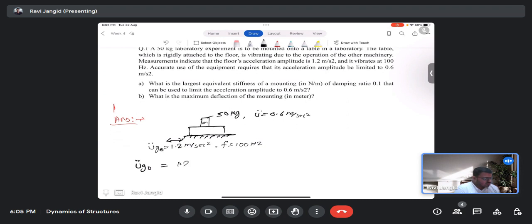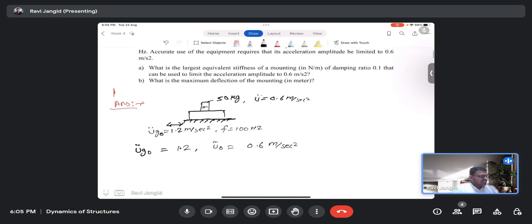Okay, so we are given u_g naught, which is 1.2, and the response of the structure is given as u naught, which is 0.6 meters per second square. That means, from the acceleration, how much acceleration is allowed, from 1.2 to 0.6. So what is the transmissibility? Transmissibility is u naught divided by u_g naught, the response of the structure to the ground acceleration amplitude. So that would be 0.6 divided by 1.2, so the transmissibility is 0.5.